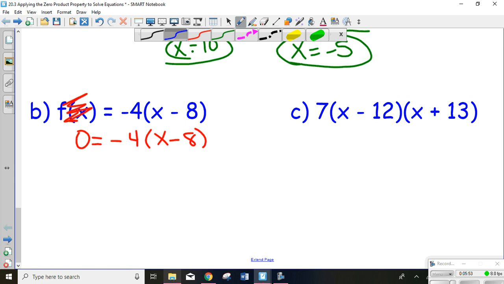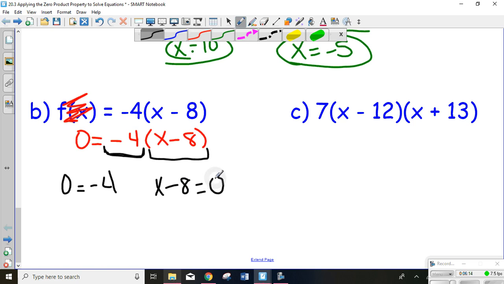Now, this one kind of confuses some people because it's not two sets of parentheses, but I have this negative 4 right here. This is kind of like that a value. This is my b value. There's the two parts to my problem. So if I set this, I would originally write 0 is equal to negative 4, and I would write x minus 8 is equal to 0.